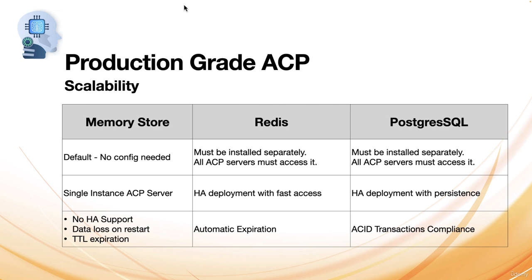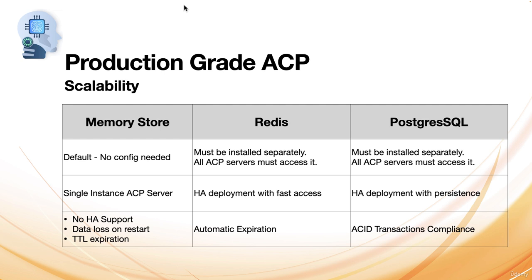In case of PostgreSQL, again, you have to install it separately, or you have to use PostgreSQL as a managed service in Azure or in Amazon Web Services. And again, all the copies of your ACP servers must have access to the same PostgreSQL instance and database. But then when you have it, you will have high availability in your deployment with persistence. Postgres is ACID compatible. ACID refers to atomicity, consistency, isolation, and durability of transactions. That's a type of transaction you will get in schema-based databases.